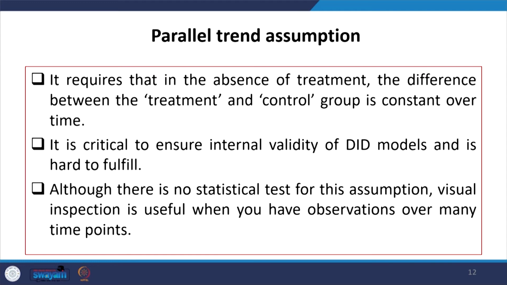Another assumption is called the parallel trend assumption. This requires that in the absence of the treatment, the difference between the treatment and control group is constant over time. That is why it is called parallel. The parallel assumption is very much required while comparing the intervention effect. It is critical to ensure the internal validity of DID models and is hard to fulfill. Although there is no statistical test for this assumption, visual inspection is useful when you have observations over many time periods. If you have so many frequency points, we can observe whether the trends are parallel between the two groups, and accordingly we can proceed with the DID.